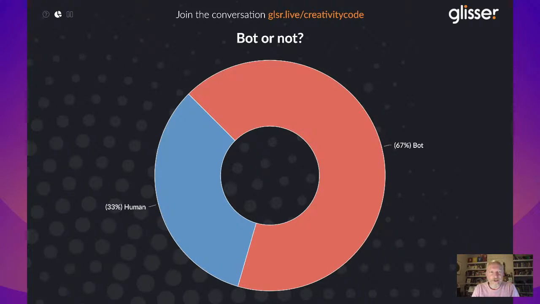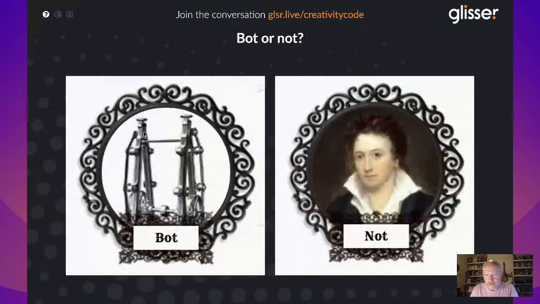So here's your last one. What do you think about this one? I'll send this to you so you can start voting, bot or not, on this one.